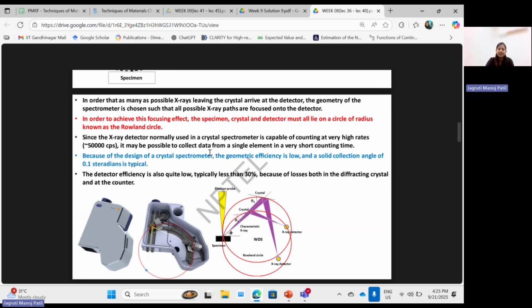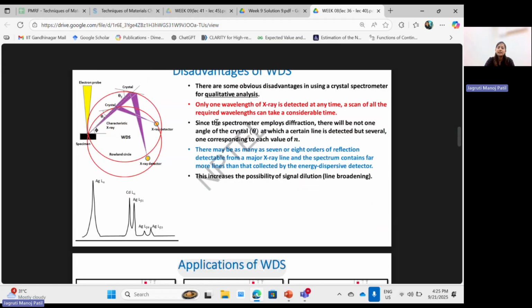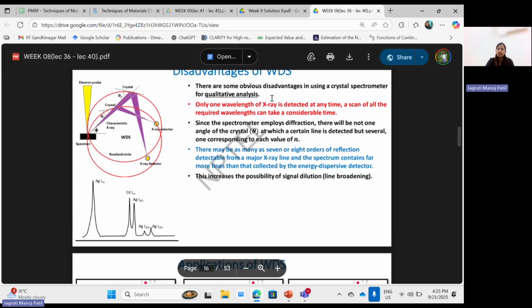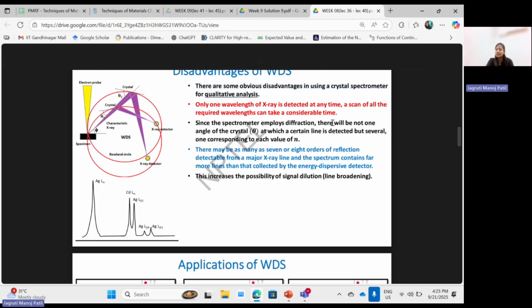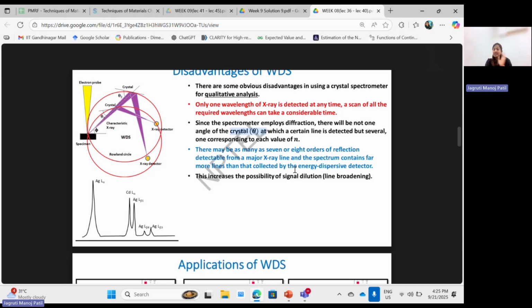That makes up its use in WDS, right? And the collection angle, detector efficiency, all those things are there. So there are some obvious disadvantages for qualitative analysis. Only one wavelength of X-ray is detected at a time. A scan of all can require a considerable amount of time. There will not be one particular angle in which one certain line is detected, but several different angles, one corresponding to each elemental wavelength that you want.